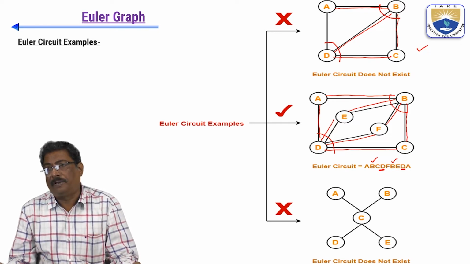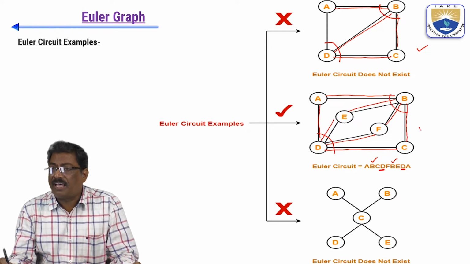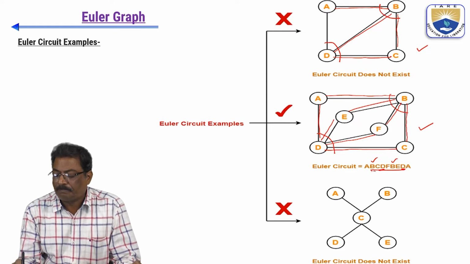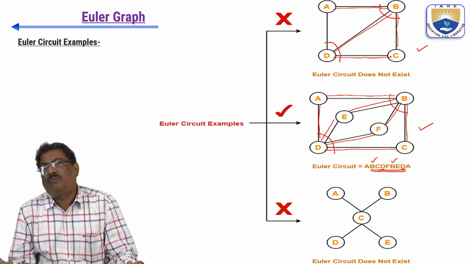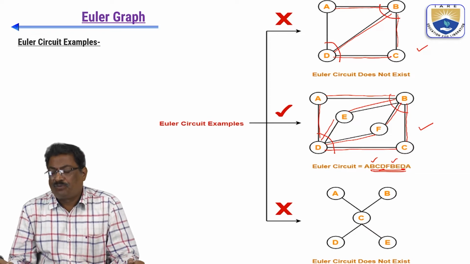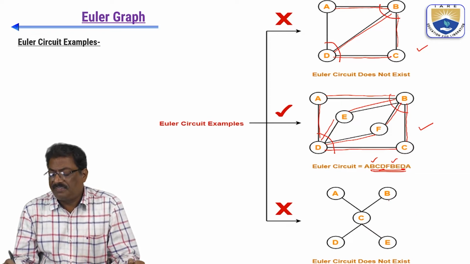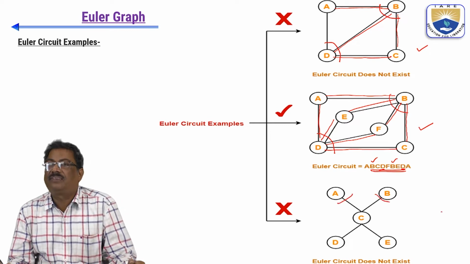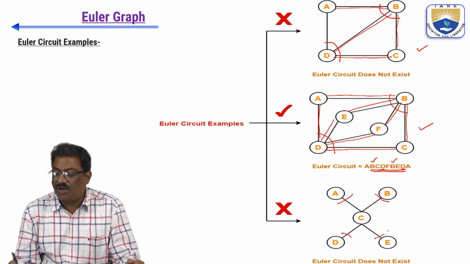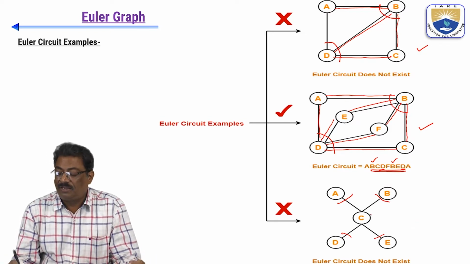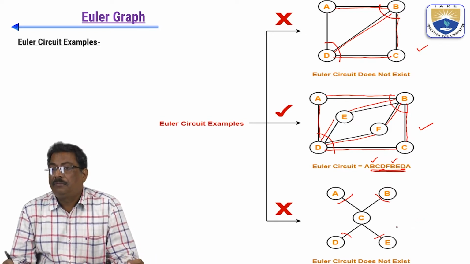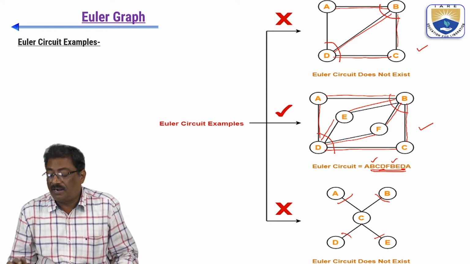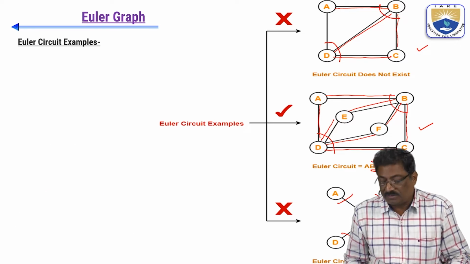Edges are not repeated. So this has an Euler circuit, and that Euler circuit is this. Now let us go for the other example. Here the Euler circuit does not exist, because the degree of this vertex is 1, and the degree of this vertex is 1. So an Euler circuit is not possible in any manner that we traverse from one vertex to another vertex. So it does not contain an Euler circuit.